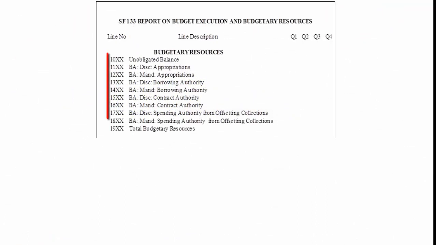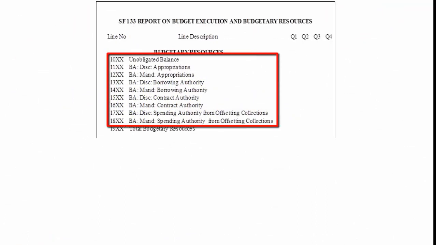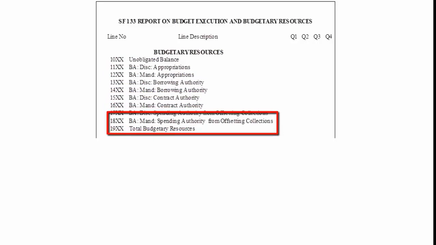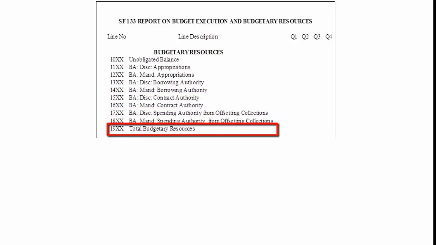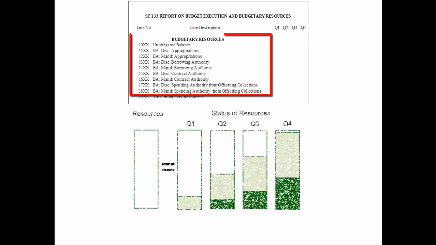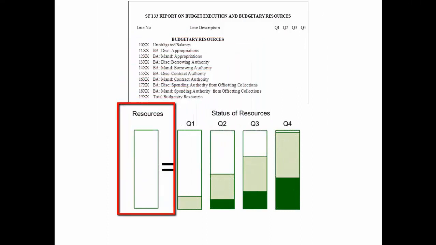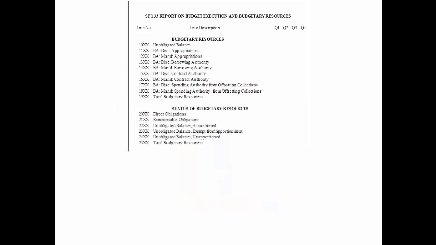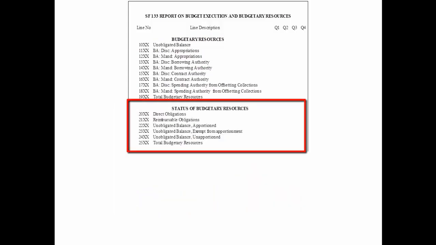In summary, all these lines in the 1000 series total on line 19XX, to reflect the total budgetary resources available in the account, the left side of the equation: resources equals status of resources. Now, let's take a look at the 2000 series lines, status of budgetary resources.